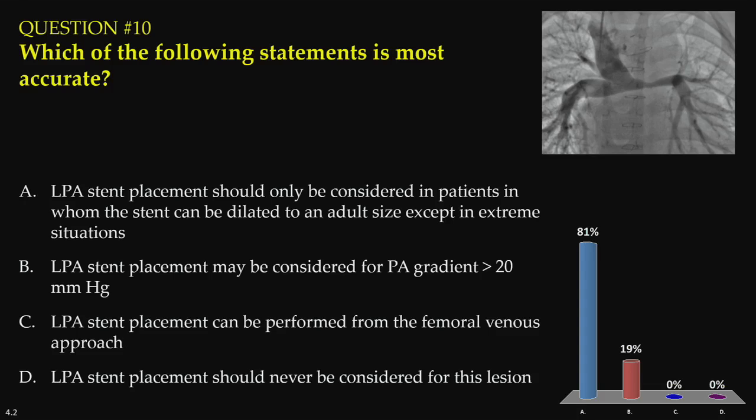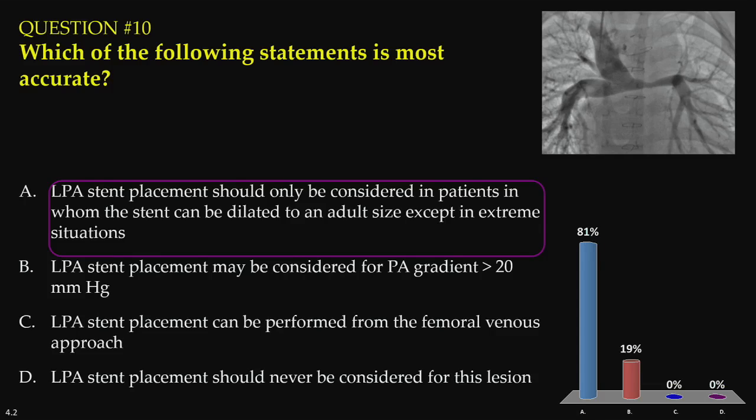Awesome. Okay, so the answer is A, LPA stent placement. This is a good answer. This is always going to be true if you have this as an option, because they want to drill that down to you. But let's look at B, because 20% of you chose that.